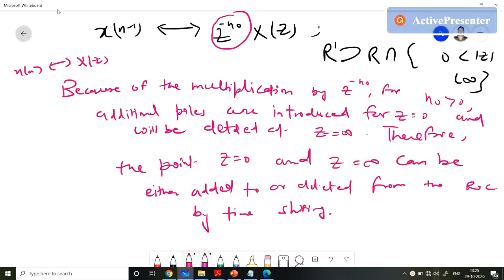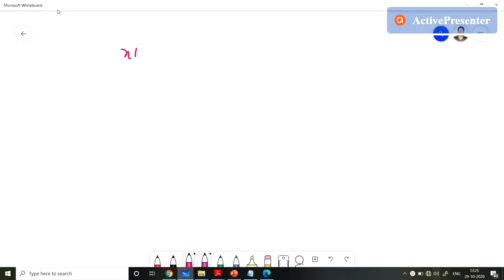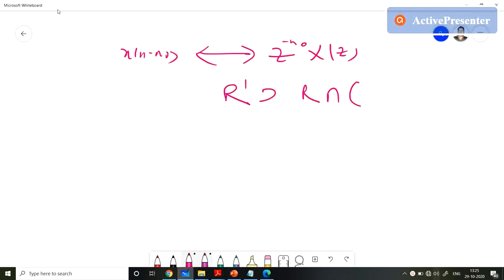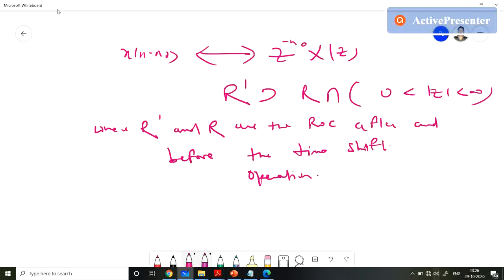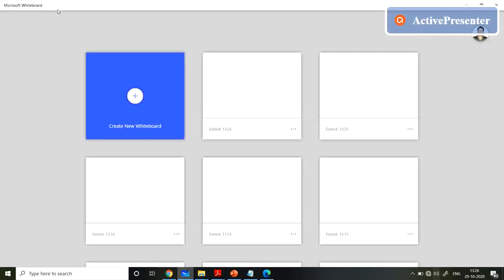So we can further summarize that x[n - n0] has z-transform z raised to the power minus n0 into X(z), and R dash belongs to R intersection with 0 < |z| < infinity, where R dash and R are the ROC after and before the time shift operation. Now let us do another problem.